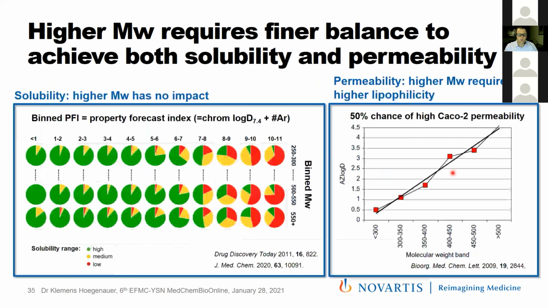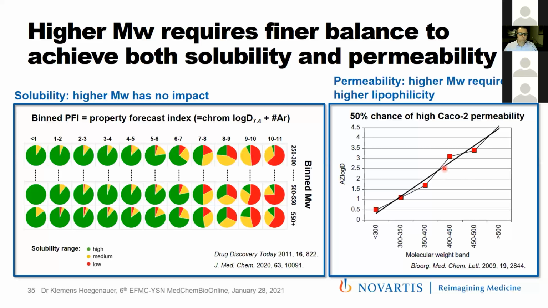Again, this is the data coming from this PI3 kinase data set that I showed you beforehand. And one area that is problematic if you go to higher molecular weights is that you need to achieve a finer balance to get to both soluble and permeable drugs.